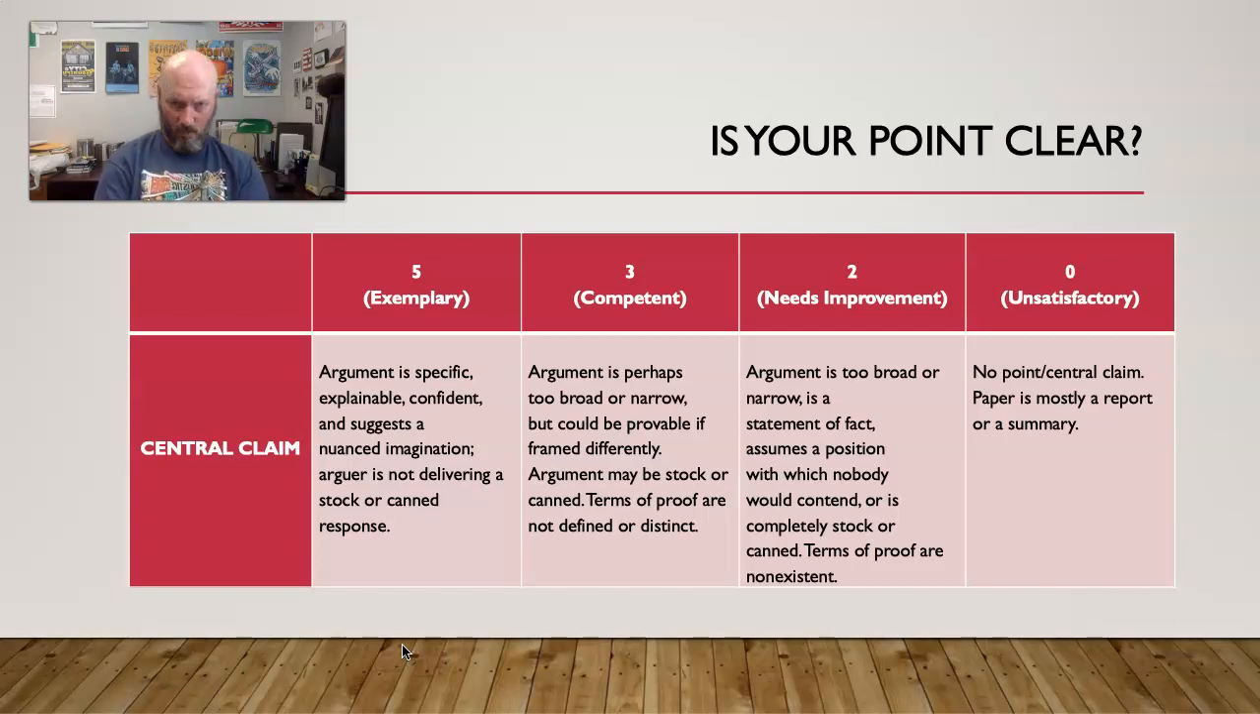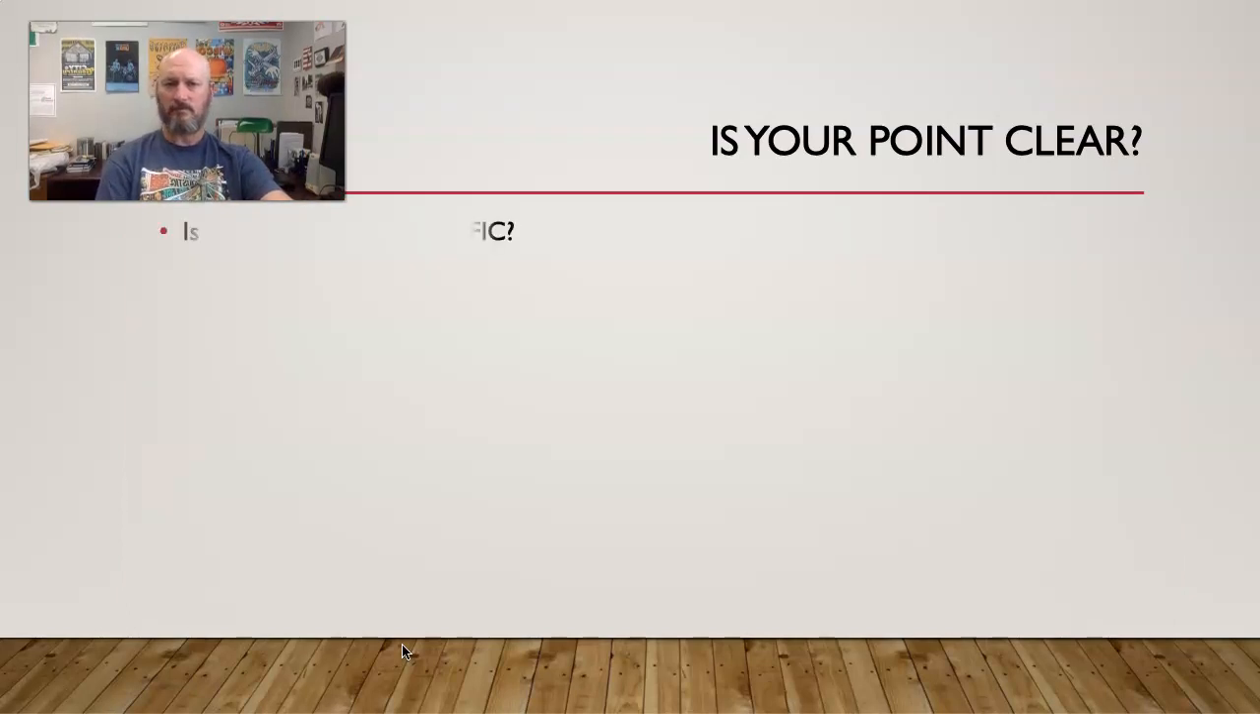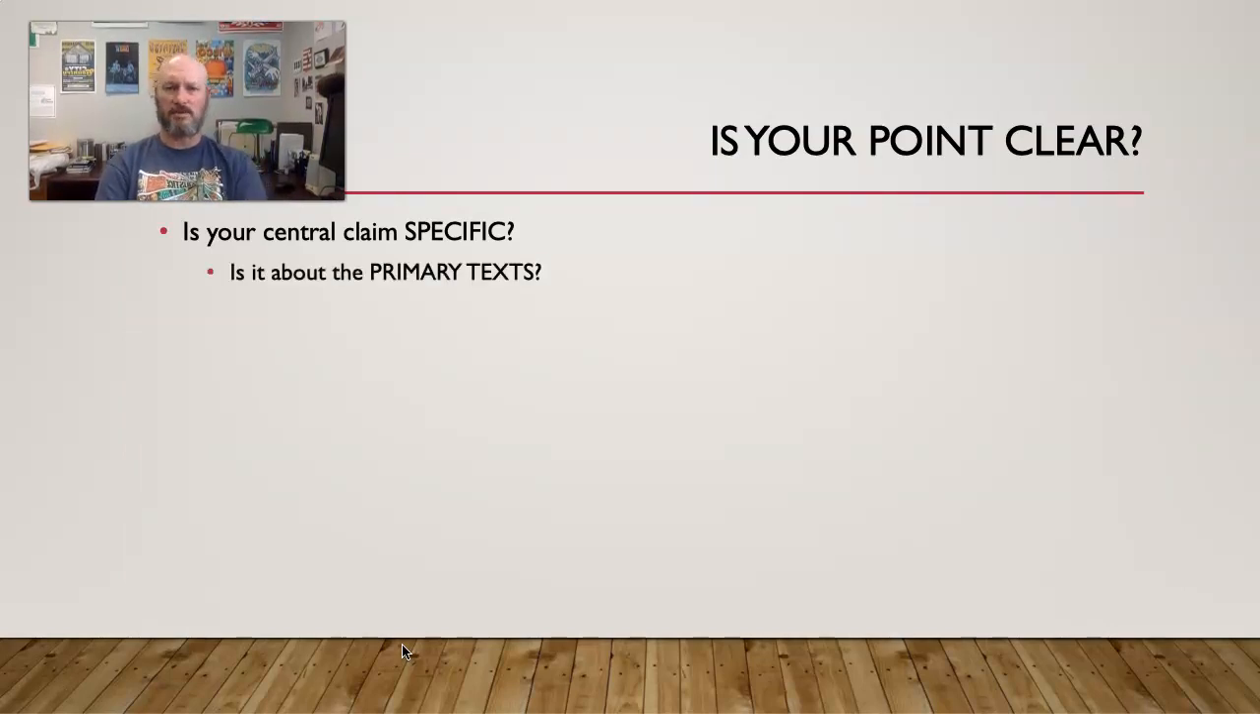If this way of looking at the grading rubric is unclear to you, or if it's not helpful, these are some questions you can ask. Is your central claim specific? But more specifically, is it about the primary texts? If I had to rank the points I make the most in student writing when I'm giving students feedback, it's that their arguments are not about the texts. They're about love or about society or about something big and vague that you can't prove. You need to make sure that the primary texts are the things that you're arguing about.